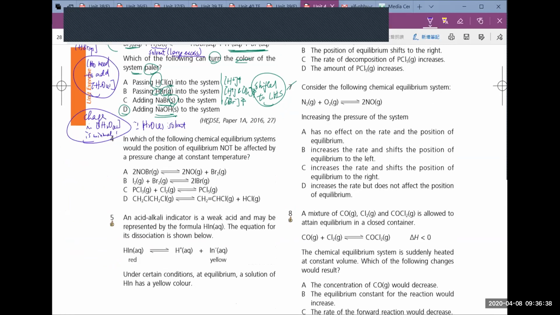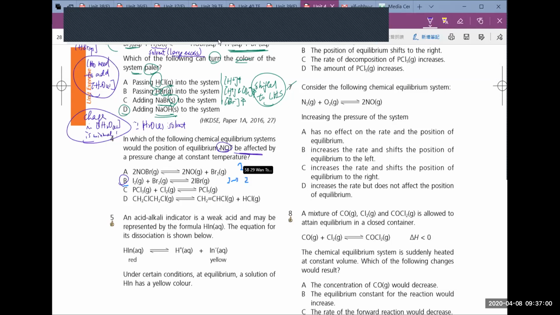How about question 4? Take a look. In which of the following chemical equilibrium systems would the position of equilibrium not be affected by the pressure change? Not affected. Yes, that's right. Why? Yes, the moles. Can you elaborate more?